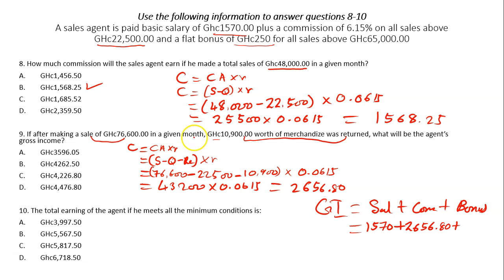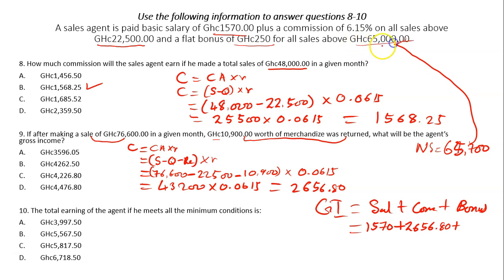Okay, net sales is equal to what? Sales minus returns inwards, or let me say returns. So 76,600 minus 10,900 will give us 65,700, isn't it? Now, that 65,700, let me write it down somewhere. Net sales, 65,700.